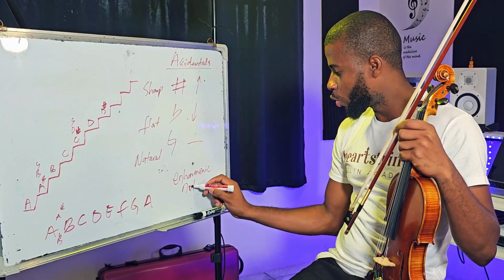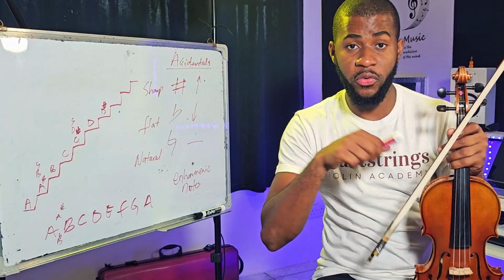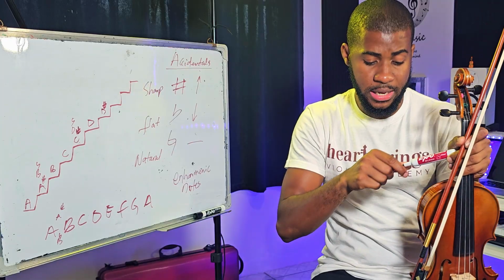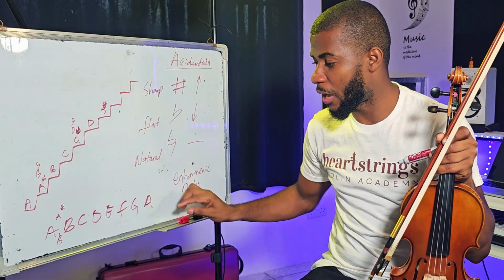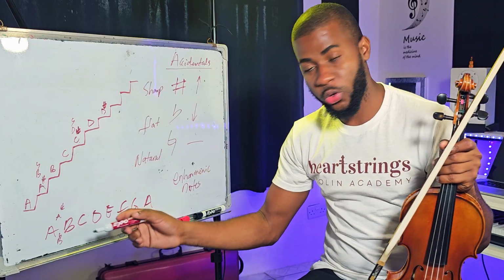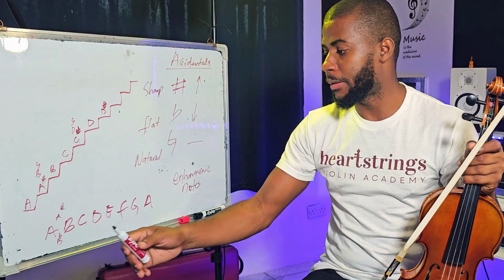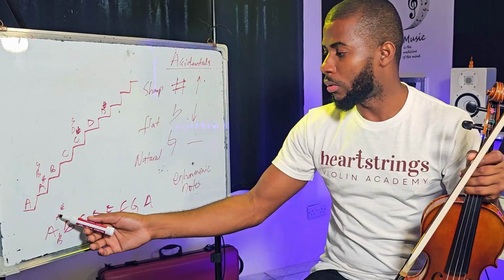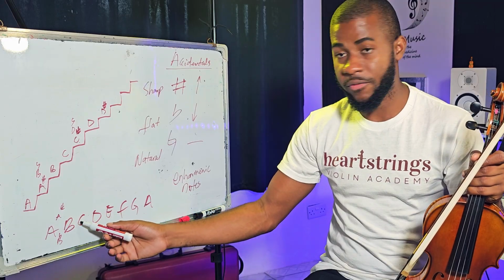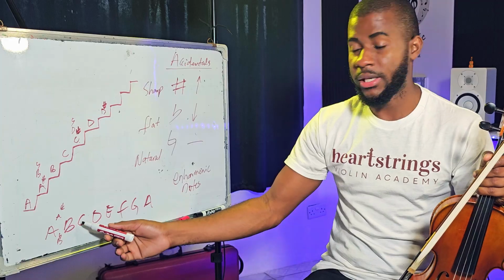Enharmonic notes. These are notes that have two different names, but they are actually the same thing. An example of that is A sharp and B flat. Let's go on. We're going to find more examples just now. And we say B and C are separated by half step, right? So you cannot have B sharp because B sharp is C.